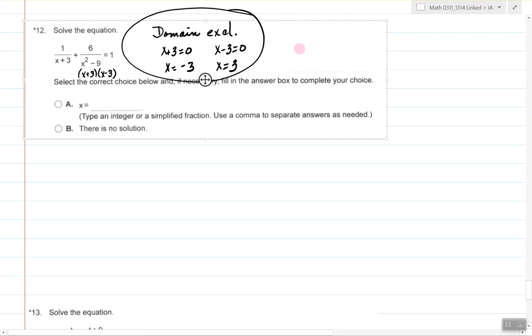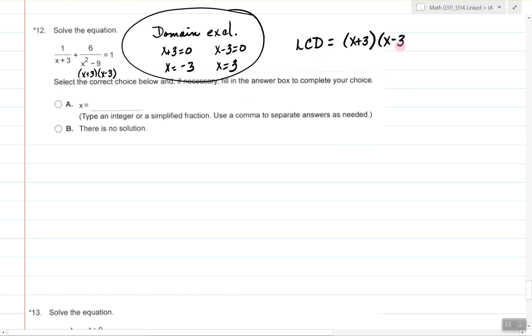I need the least common denominator. I need one of every different kind of factor, which means I need an x plus 3 and I need an x minus 3. Don't put the x plus 3 in there twice. You just need one of every different kind. So, writing down my problem, I have 1 over x plus 3 plus 6 over, and I'm going to write this in factored form, x plus 3 times x minus 3 equals 1.